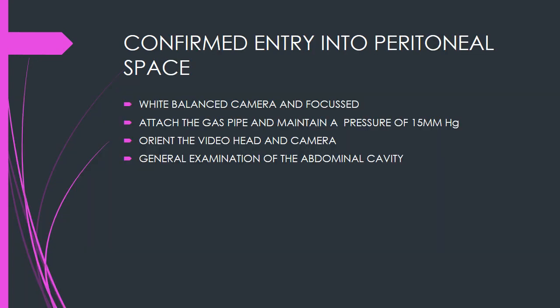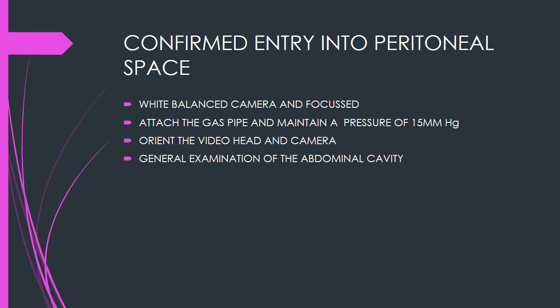Once your trocar is in the abdomen and you have created the pneumoperitoneum, you need to white balance your camera and focus it. When you focus your camera, you should keep your target point of focus at least 10 to 15 centimeters away from your camera. Don't keep your focus point too close to the objective, and don't keep it too far away from the objective. 10 to 15 centimeters is considered to be perfect.